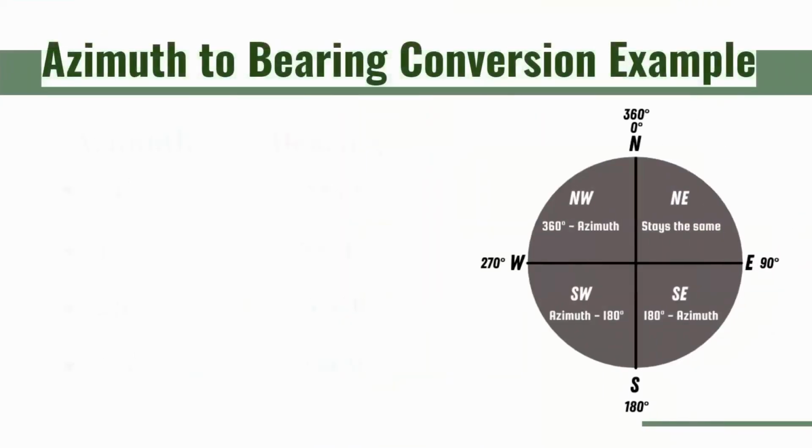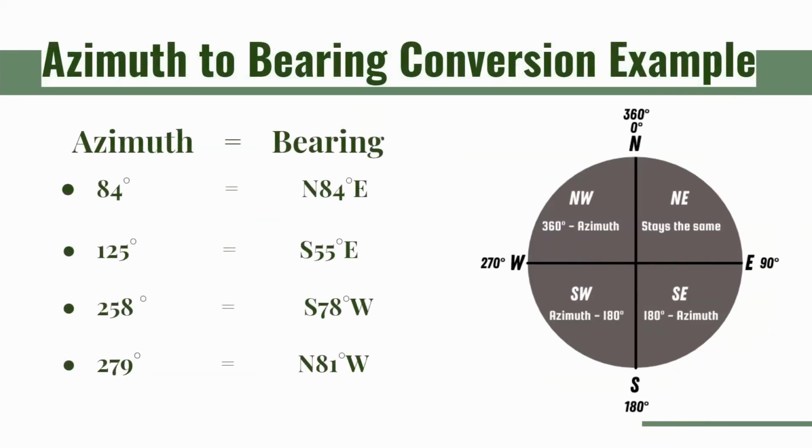We have here the azimuth to bearing conversion example. The first given azimuth is 84 degrees. The first thing we need to do is to locate which quadrant it belongs to. For 84 degrees, it is located in the northeast quadrant, so the angle value stays the same if we convert it into bearing. That is why we have here north 84 degrees east.